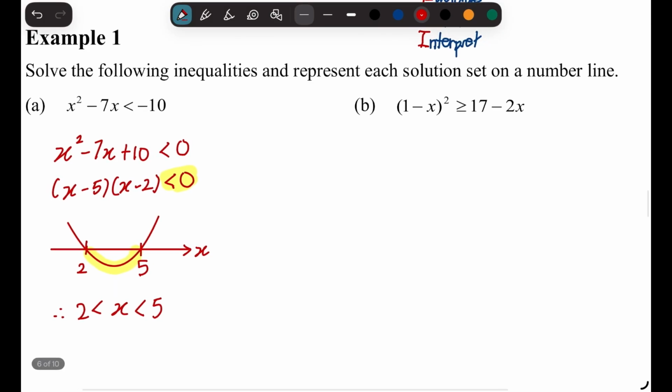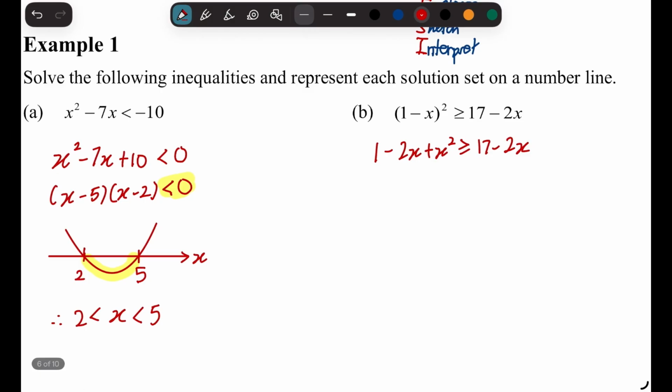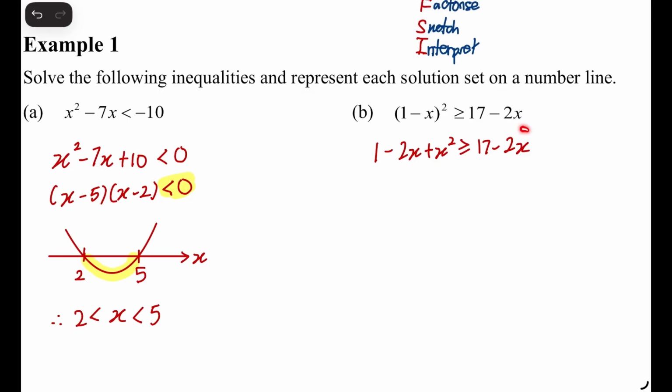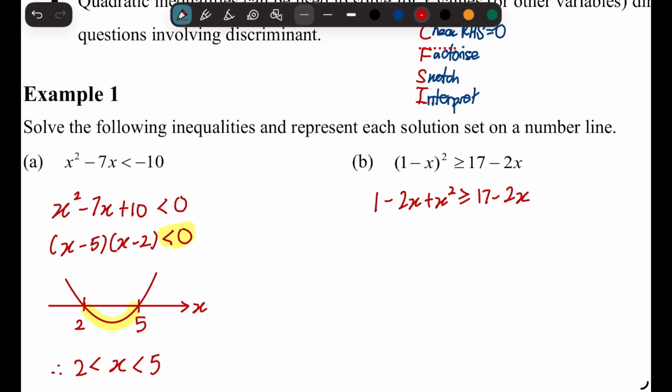So by expansion first, I will get 1 minus 2x plus x squared greater than or equals to 17 minus 2x. Then I simplify my left side. These terms here, I bring to the other side such that my right hand side becomes 0. Very simply, x squared minus 2x plus 2x, there will be no more x term. 1 minus 17 is negative 16, more than or equals to 0.